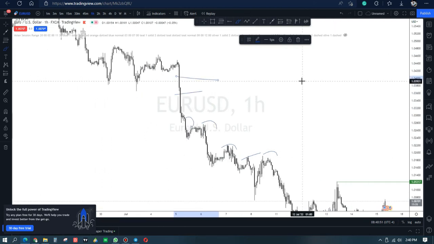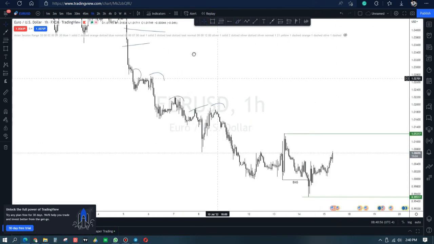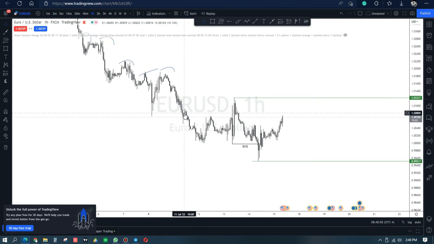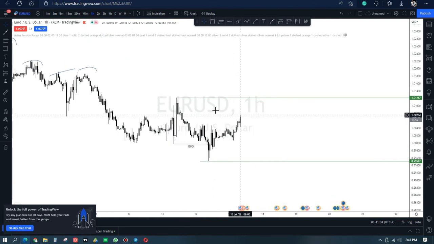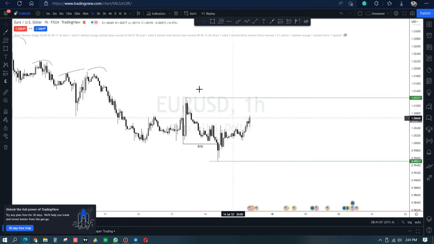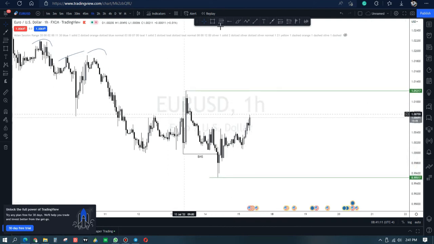Okay, so not ignoring that, but as you know the bias is still bearish with this market, so we're going to continue looking for bearish setups. There's nothing wrong with that. We can take a loss, but as long as the market hasn't invalidated to the upside, we are still looking for bearish prices in this market.